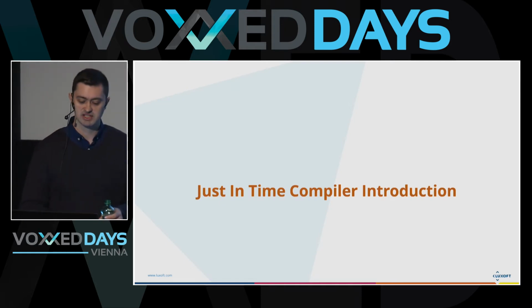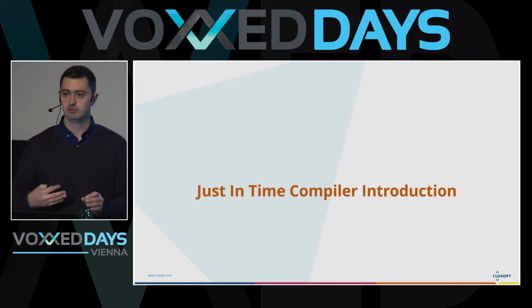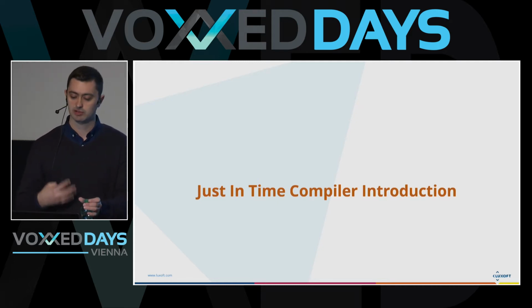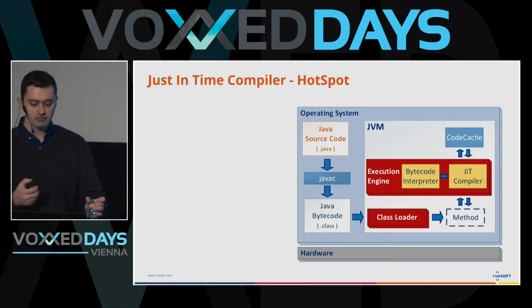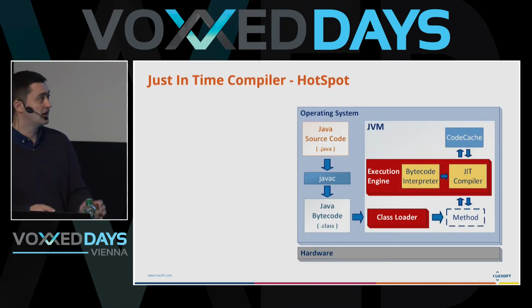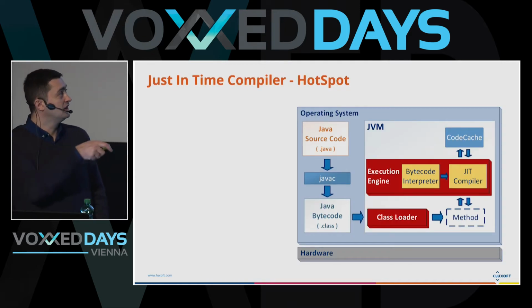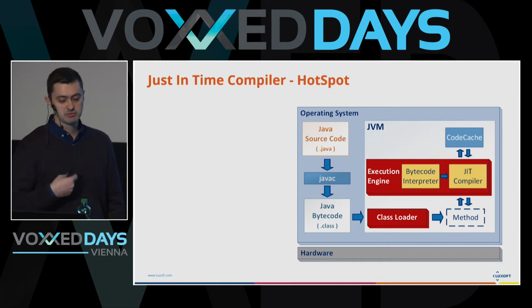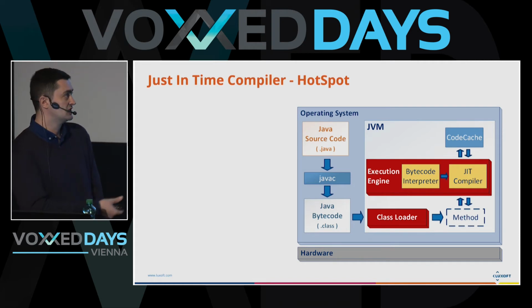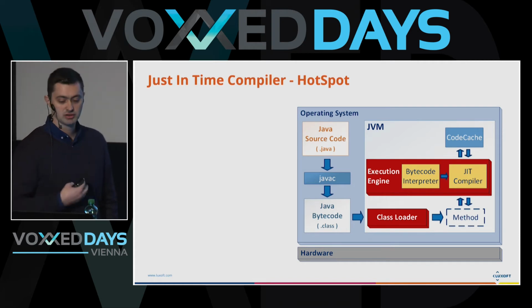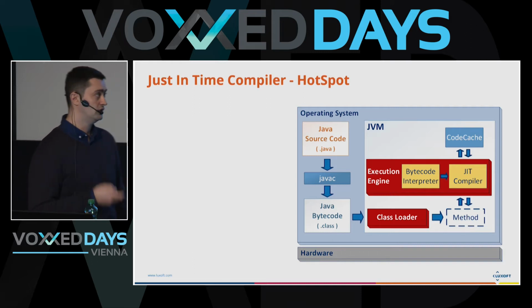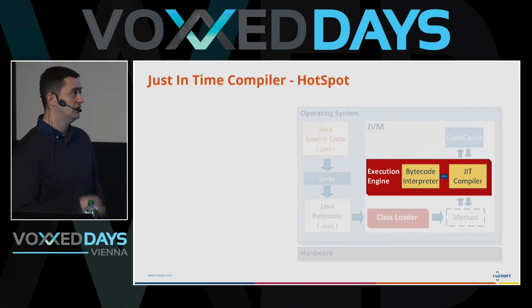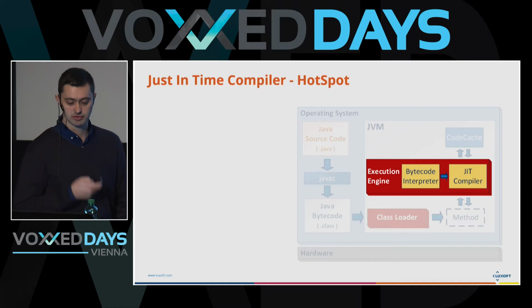A few things about the just-in-time compiler. It's a very brief introduction just to put a bit of context. What we have during the runtime is mainly the JVM with the execution engine. The execution engine is made of the interpreter and the just-in-time compiler. Of course, there is a class loader and garbage collector, but they're not our interest for today. We are mainly focused on the just-in-time compiler.